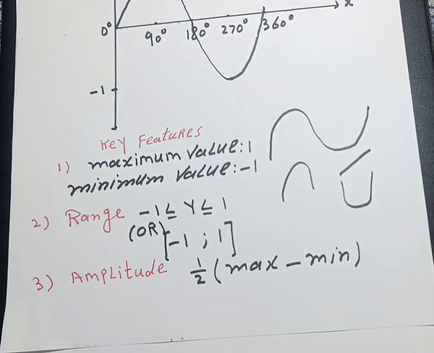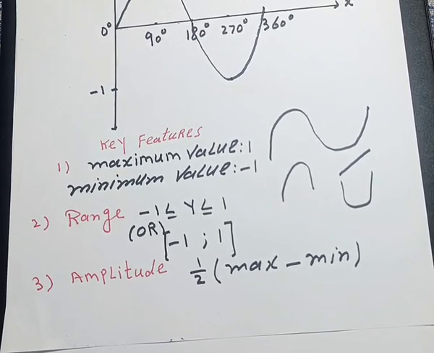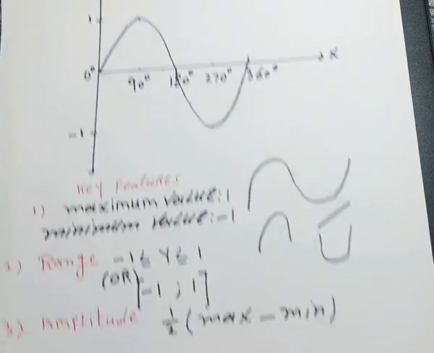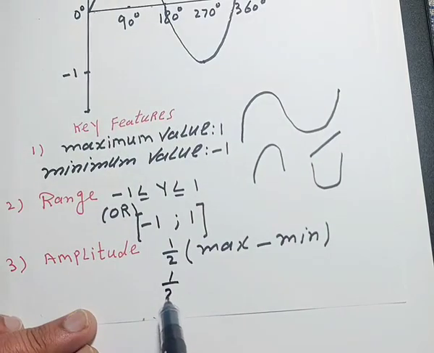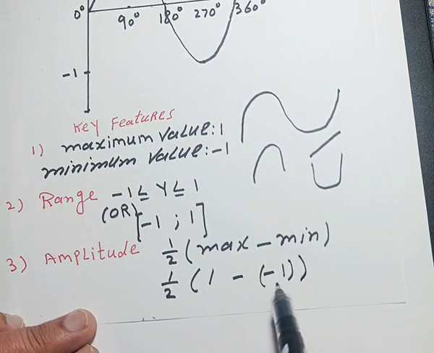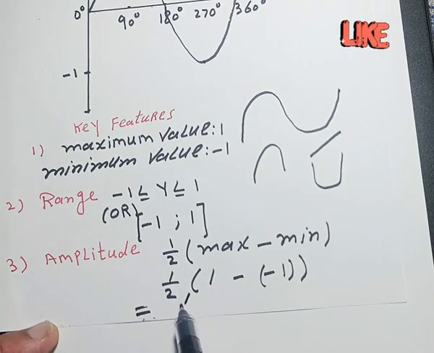And now you need to find the amplitude of the graph. Amplitude means the peak or the height of the wave. We can find it through this formula: one half times the maximum value minus the minimum value. For this graph, the maximum is +1 and the minimum is -1. So we're going to say one half, maximum minus -1, and the negative comes from the formula. So it's 1/2.